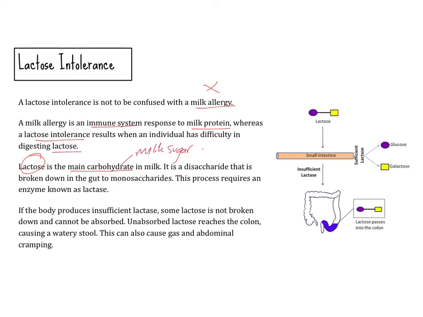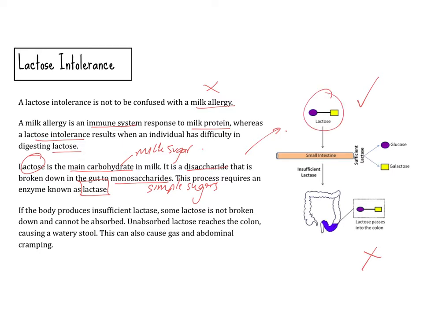Now, it is a disaccharide that is broken down in the gut into monosaccharides. And this process requires an enzyme known as lactase. So lactase breaks down lactose in the small intestine into monosaccharides from disaccharides. Monosaccharides are simple sugars. Now, as you can see through this image, which showcases what happens when somebody can break down lactose versus when somebody cannot break down lactose.